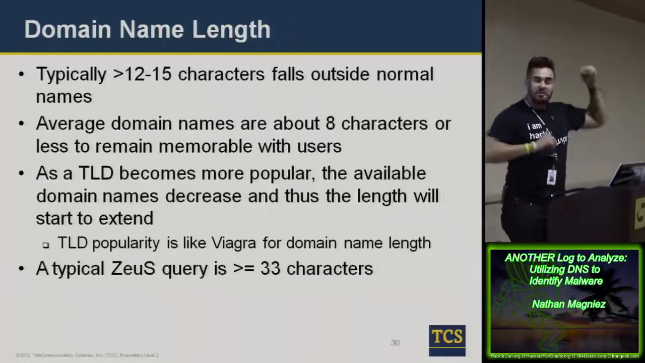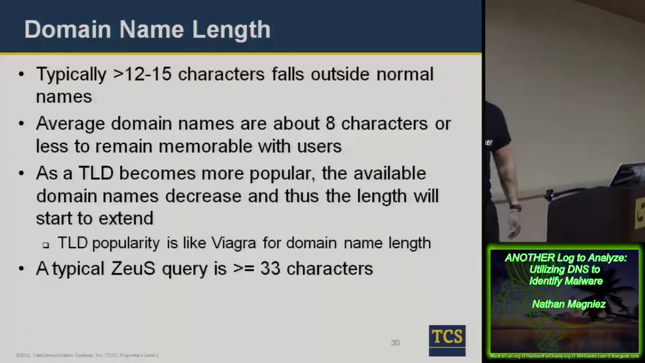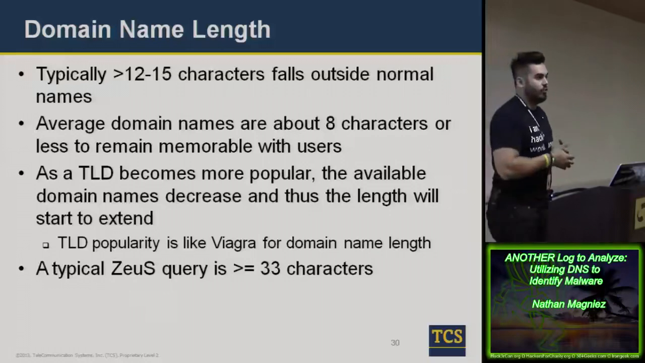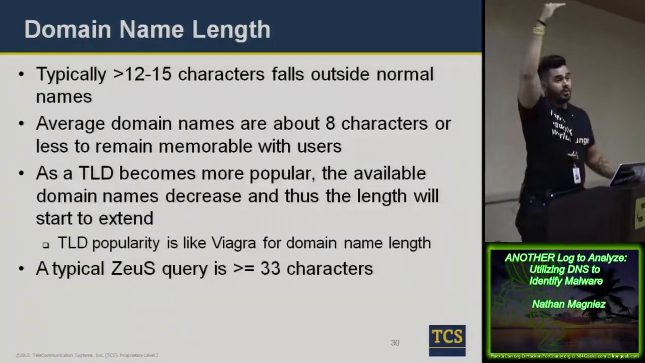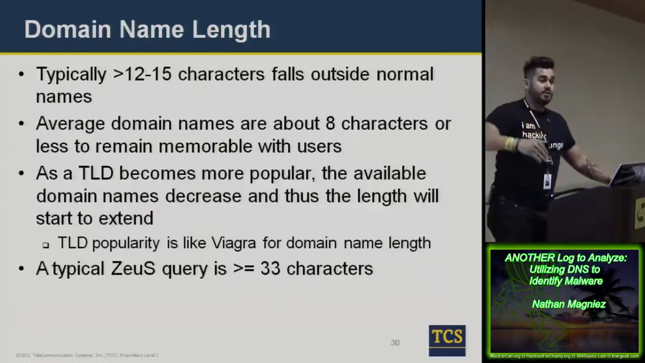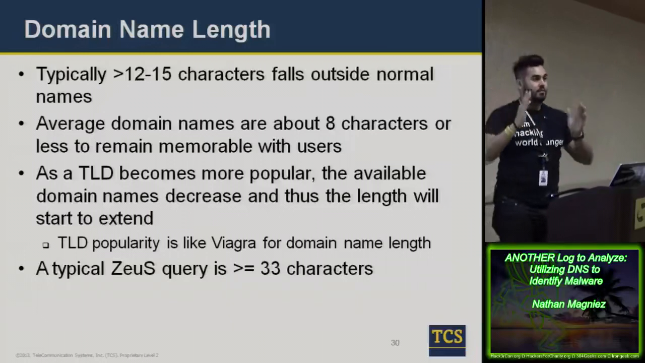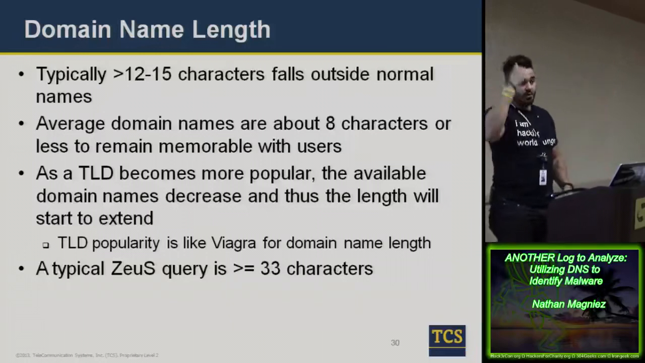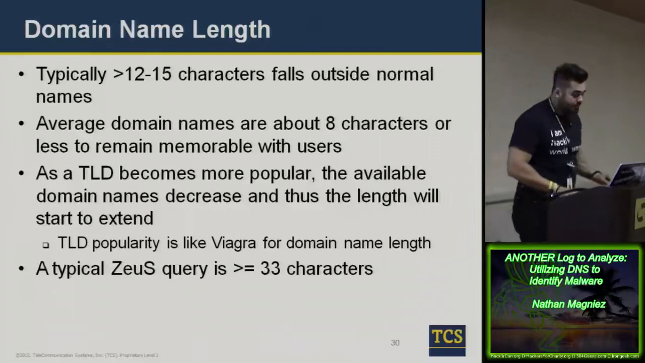As a side note, a typical Zeus query was greater than or equal to 33 characters. So right there, that's instantly out of our normal range. We can start to flag that just on a cursory look through our domain logs, right? If you see a query that big as opposed to Facebook or Skype, it's going to fall outside your typical normal range.